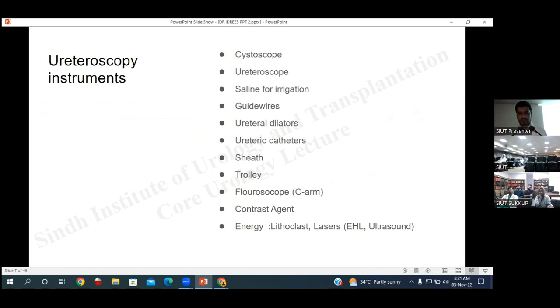Ureteroscopy instruments: cystoscope, ureteroscope, saline for irrigation, guide wire, glide wire, ureteric catheter, ureteral dilatation sheath, trolley, fluoroscope, C-arm, contrast agent, and energy. There are 4 types of energy: lithoclast, laser, electrohydraulic lithotripsy, and ultrasound.